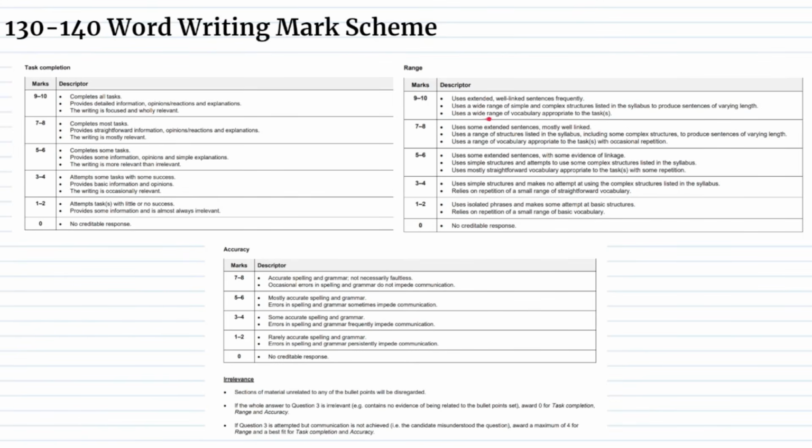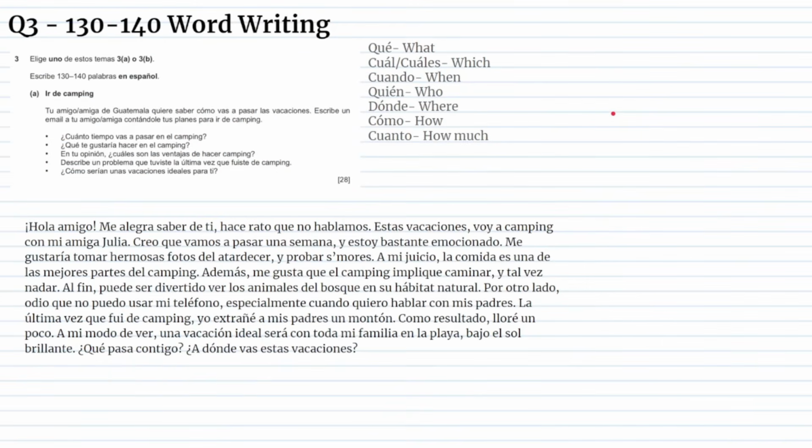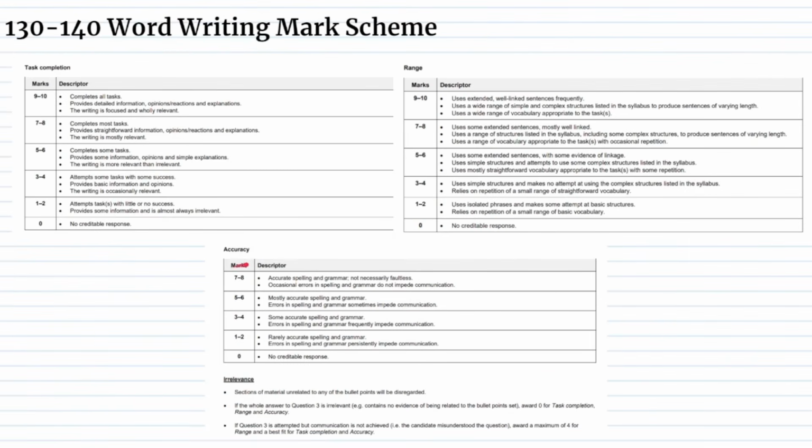Uses a wide range of vocabulary appropriate to the task, pretty much the same thing as the previous one, because the task comes right out of the syllabus. We can see we're talking about camping. Everything I said here is camping related. And so lastly, now we have here accuracy. So to get in the top band, accurate spelling and grammar, not necessarily faultless. You guys have a little bit of leeway when making mistakes. Basically, I would just say, if you were an English reader and you were reading someone's English paper and they have a few grammar faults, but it's not necessarily throwing you off your understanding, you should be fine.